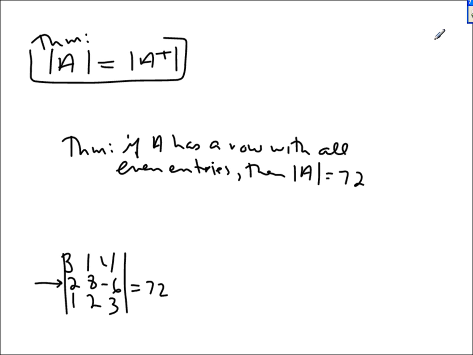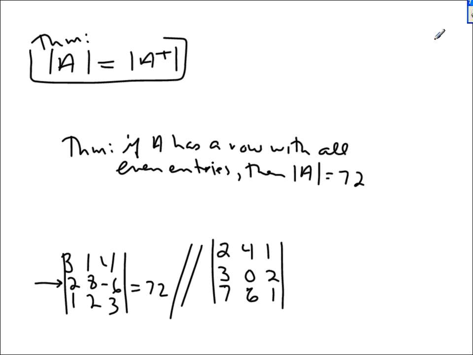But now, let's look at this matrix: 2, 4, 1, 3, 0, 2, and, I don't know, 7, 6, 1. Let's look at this determinant. That column has all even numbers. 0 is even. But you know what? That determinant is equal to the transpose determinant.